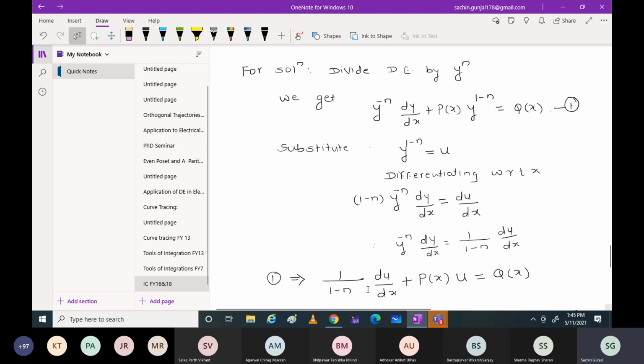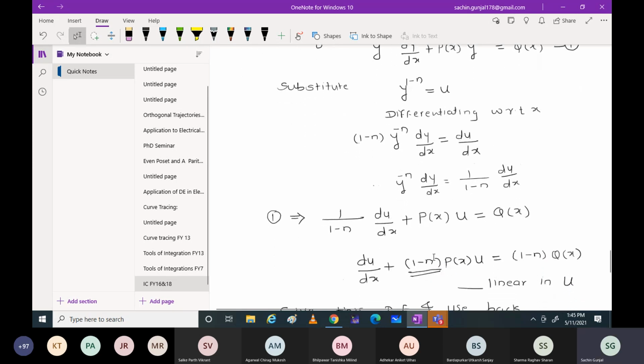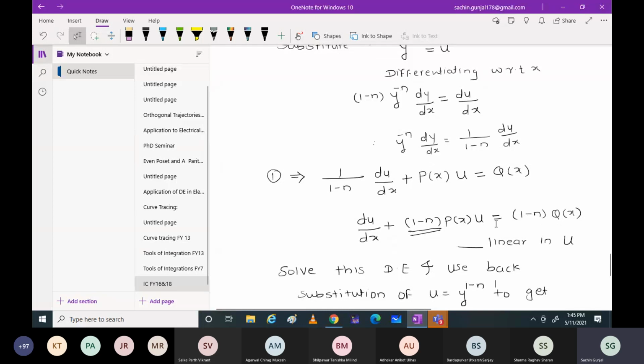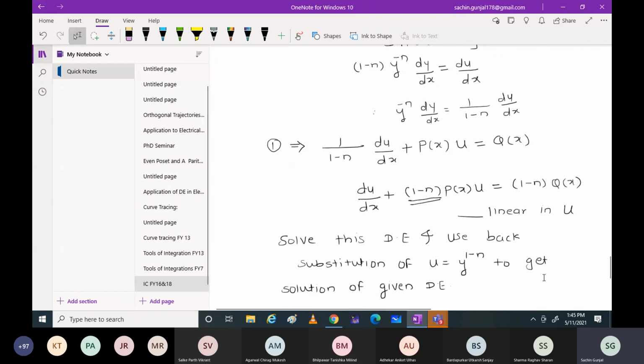So substitute this y raised to minus n dy by dx in the first equation. We'll get 1 upon 1 minus n du by dx plus p of x into u equal to q of x. Then multiply by 1 minus n throughout, you get du by dx plus 1 minus n into p of x into u equal to 1 minus n into q of x. Now this differential equation is linear in u, and you know how to solve linear differential equations. And once you get the solution for this differential equation, use back substitution as u is equal to y raised to 1 minus n, and that will be the solution of the given differential equation.